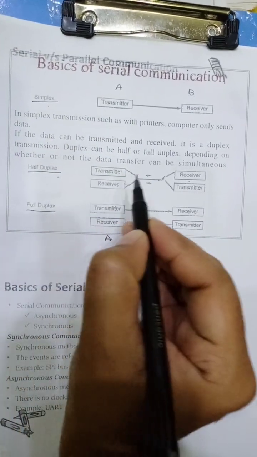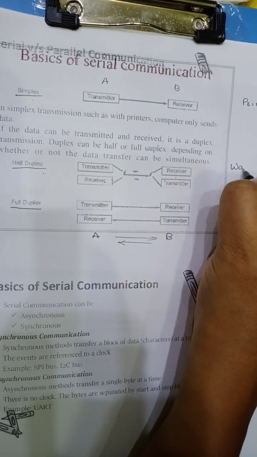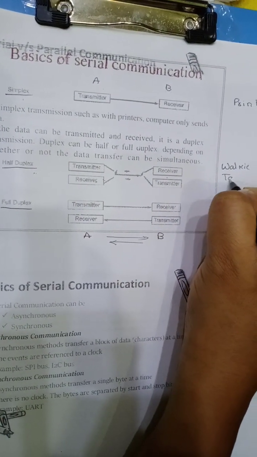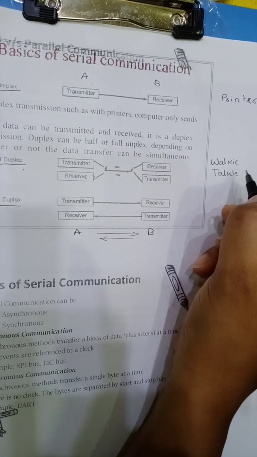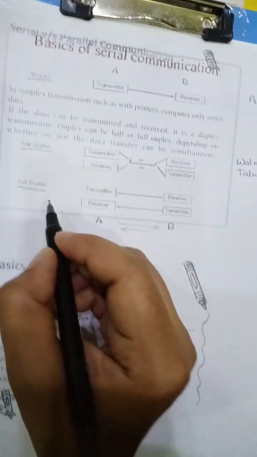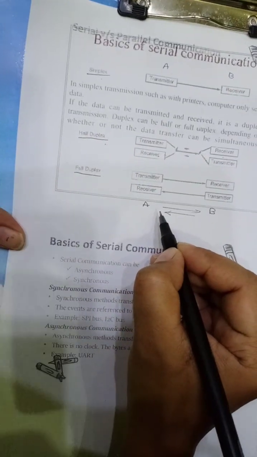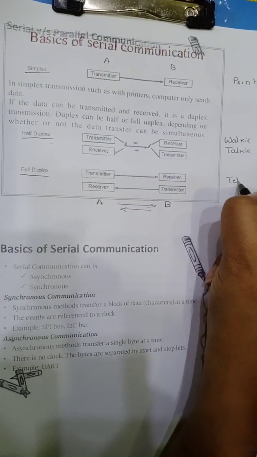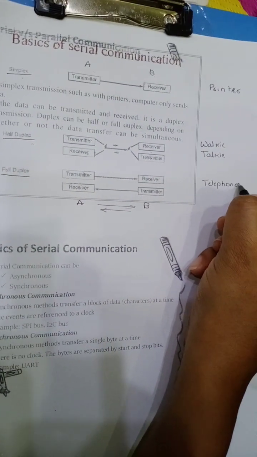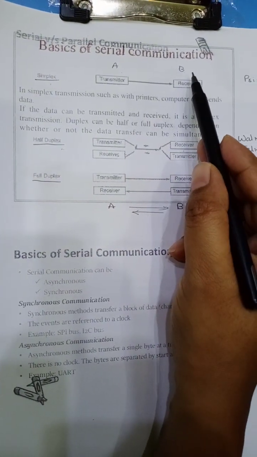Half duplex is where the data can be sent from A to B and also from B to A, but not both simultaneously. A good example for this is walkie-talkie, wherein the data can be sent from both the sides to both the sides, but not simultaneously. Whereas in a full duplex, the data can be sent from A to B, B to A is also possible. Simultaneously is also possible. A good example is telephonic conversation. So these are the three methods of transmission which is basically used in serial communication.